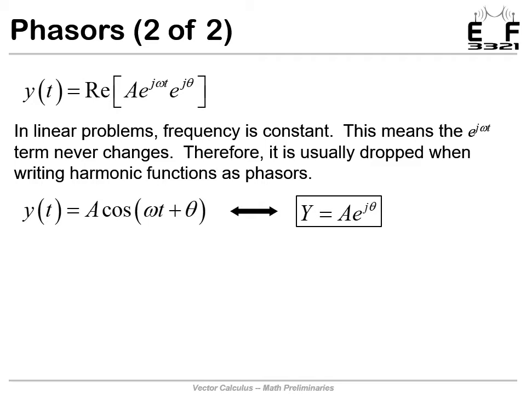And finally, to the lower right corner here, our term capital Y is our phasor. And we really just write the amplitude and the angle. The e to the j omega t technically should be there, but since it never changes, we just ignore it, and we say that it is implied. We no longer write it explicitly. So that's a phasor.